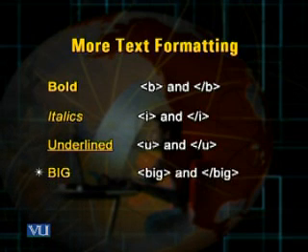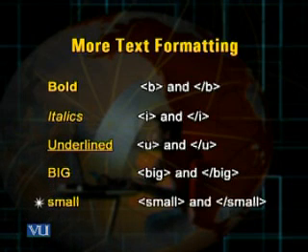Then the big tag. The effect of the big tag is that it increases the font size of the text enclosed in between as compared to the regular text. The opposite is done by the small tag. Wherever it appears, it would reduce the font size of the text contained in between as compared to the regular font size.